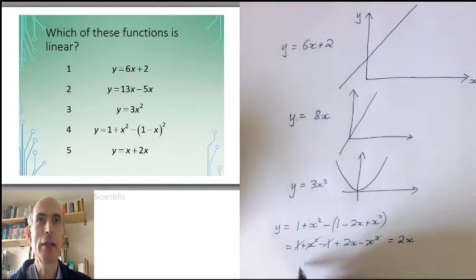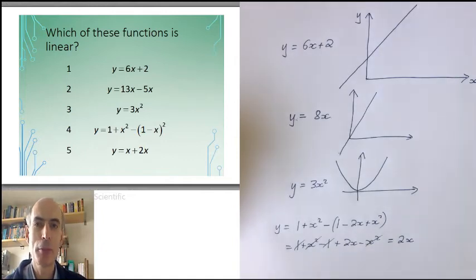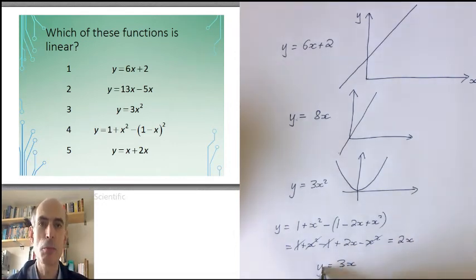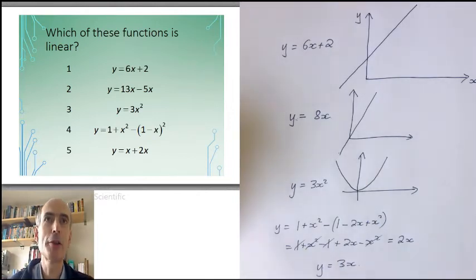Finally, 5, y equals x plus 2x. Very similar to number 2, we would end up with y equals 3x. So yes, the input x times a constant gives me the output. Number 5 is linear. So the correct answer, 2, 4 and 5 are linear.